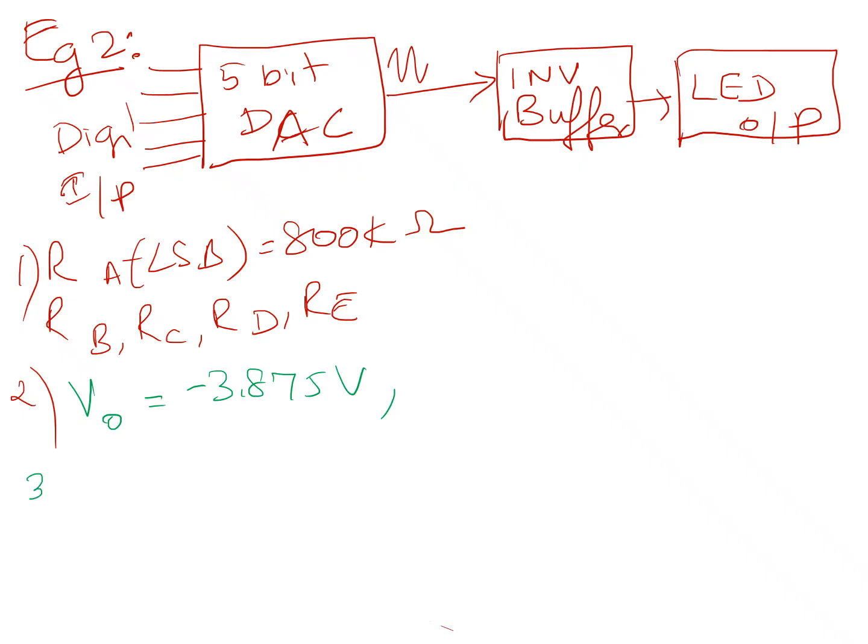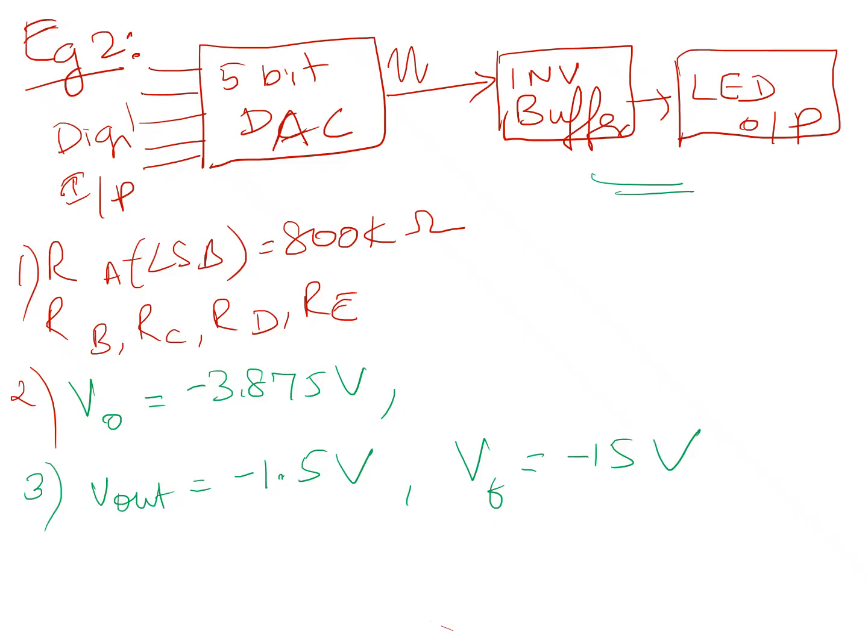Then the third part of the question is: if the LED requires at least an output voltage of minus 1.5 volts to turn on and that it can withstand a forward voltage of minus 15 volts, determine the range of input binary codes to the DAC that are able to turn on the LED. So multiple questions are given. This question is an application oriented question, so we need to find out the answers for all of this.